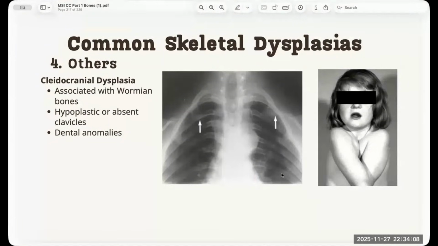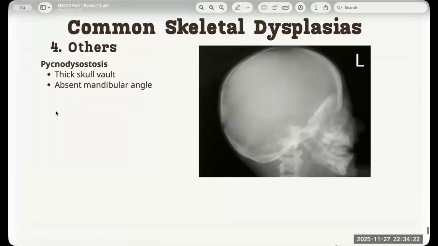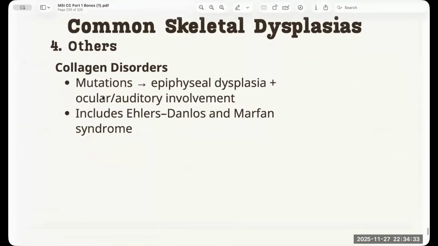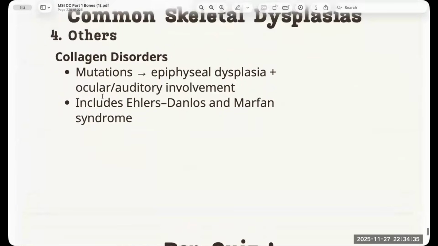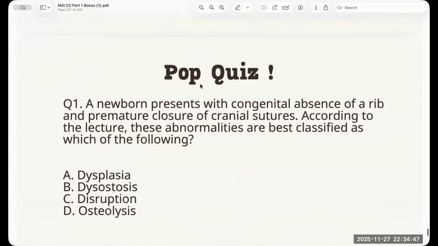Cleidocranial dysplasia is another type. It is with wormian bones, hypoplastic or absent clavicles, as shown here, and dental abnormalities. Okay, this is another entity, pycnodysostosis. And lastly, there are also collagen disorders. These are the mutations. It shows facial dysplasia, ocular events, and includes Ehlers-Danlos and Marfan syndrome, which we talked about. Okay, we're finally done.